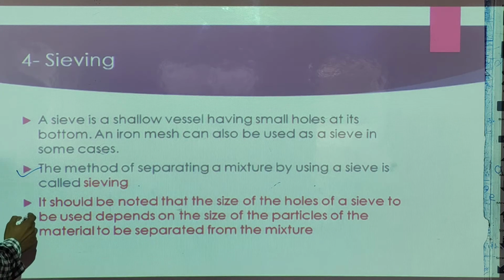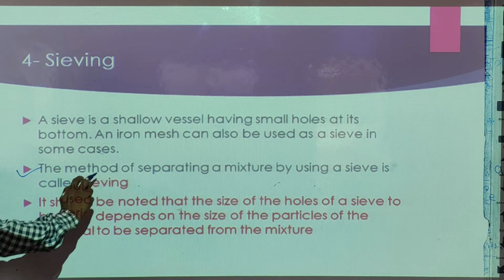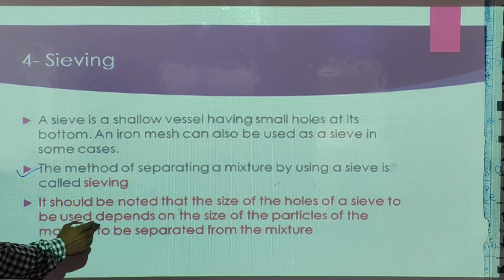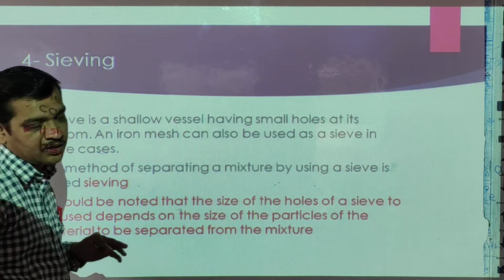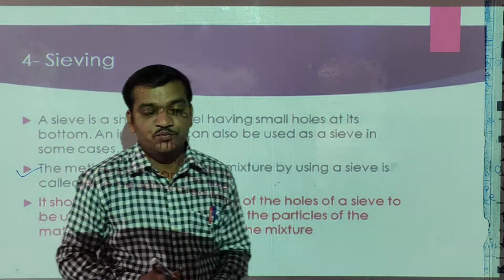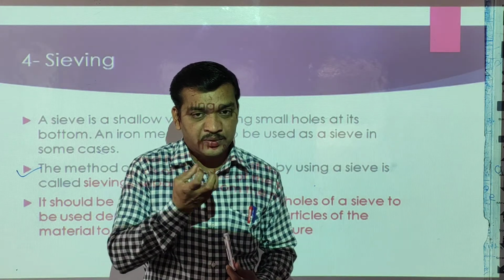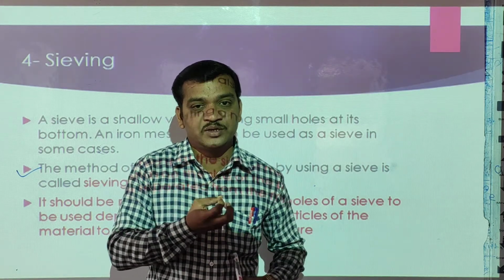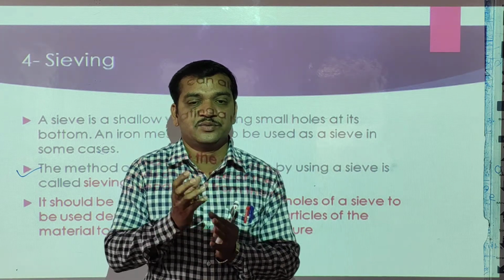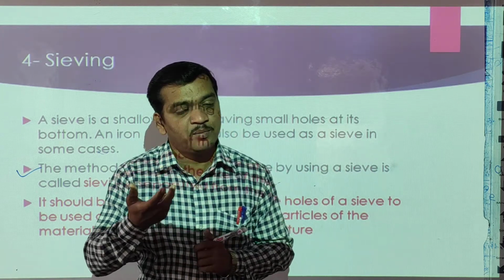Okay, so just note down one thing. It should be noted that the size of the holes of the sieve to be used depends on the size of the particles of the material to be separated out. So whichever kind of material is supposed to be removed from the mixture, according to the size of those particles we have to use different kinds of sieves.